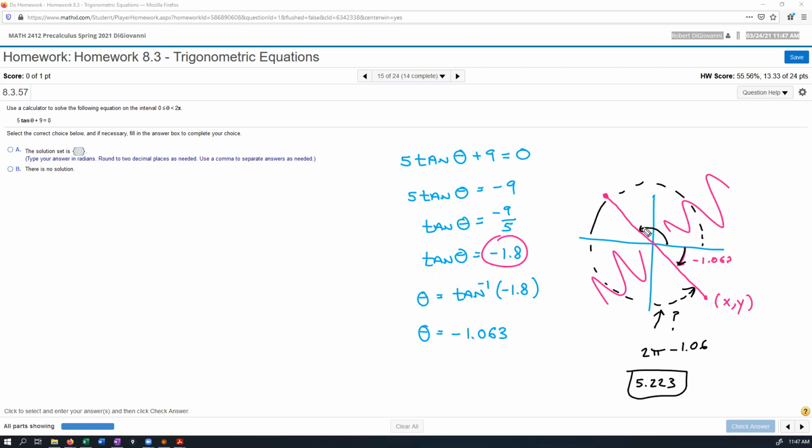And then to find this angle here, if we know that this value here is negative 1.063, that would be equal to this value. So we go from here to here, which is pi, but then we want to take away this angle here, which is 1.063. So I'm going to do that on my calculator.